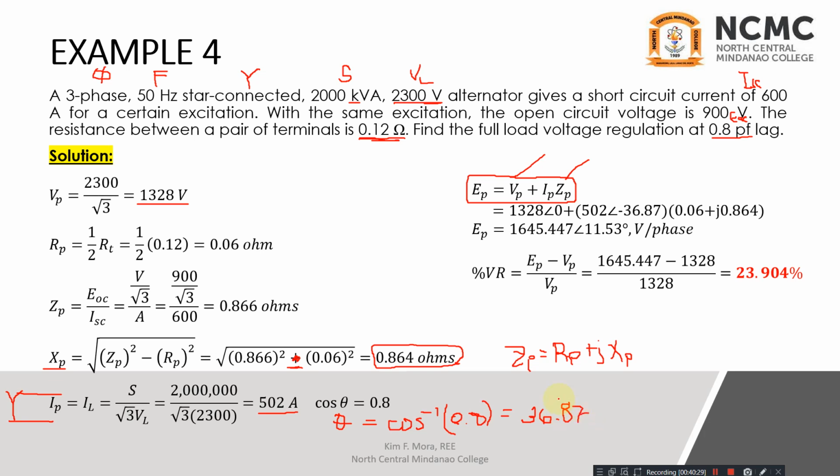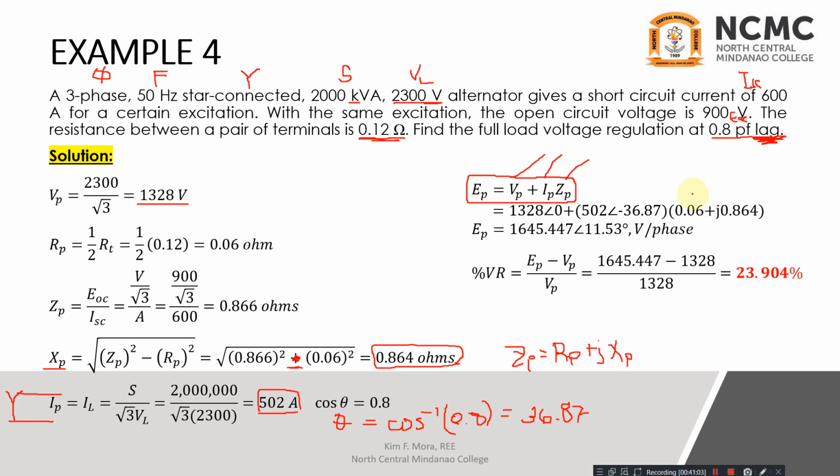36.87. So nahatag na ang mga values nga atong kailangan, so i-substitute na nato siya sa atong formula. That is VP, so VP nato angle 0 jud na siya. So we have VP na 1328 angle 0 plus our IP. So magnitude sa atong IP is 502, then ang angle is negative 36.87. Ngano gito negative? Because atong power factor is lagging, no? Lagging. So negative. Multiplied by our ZP.